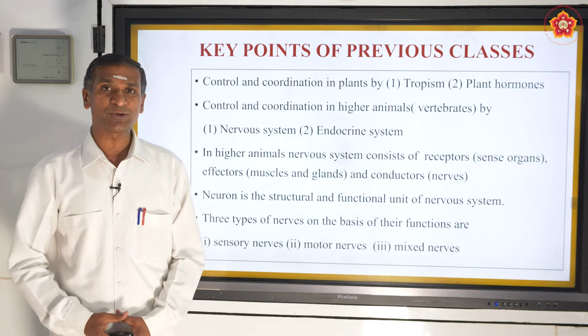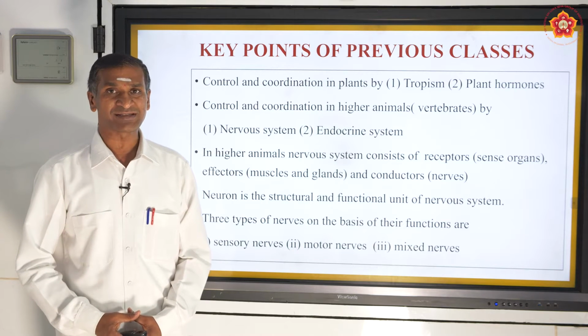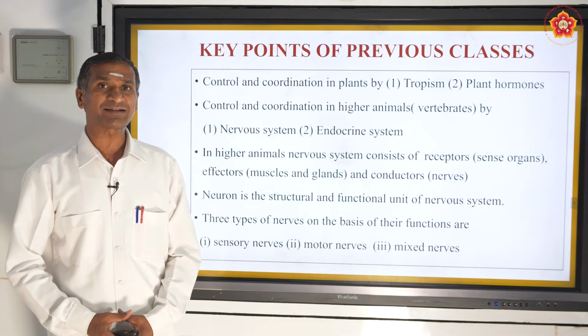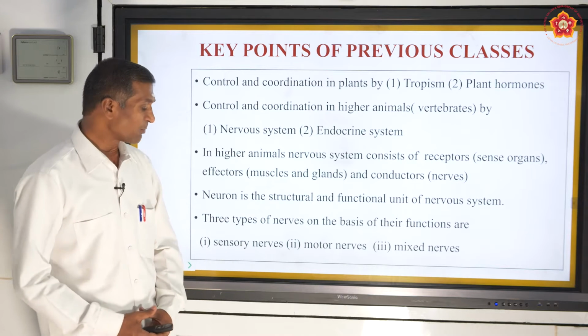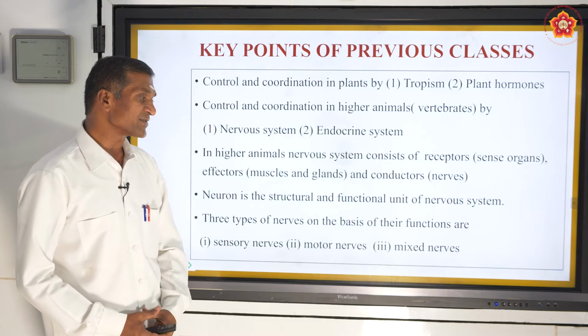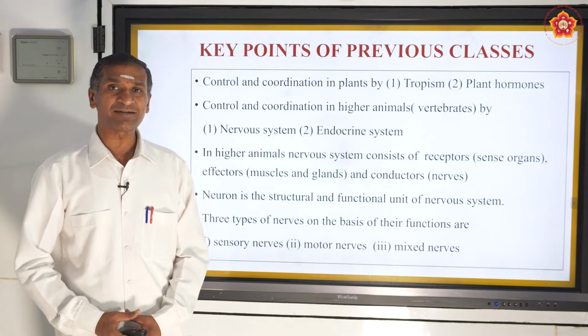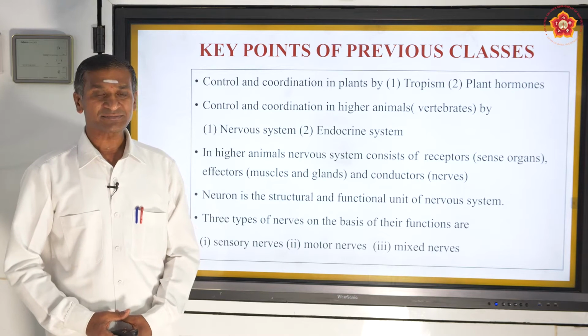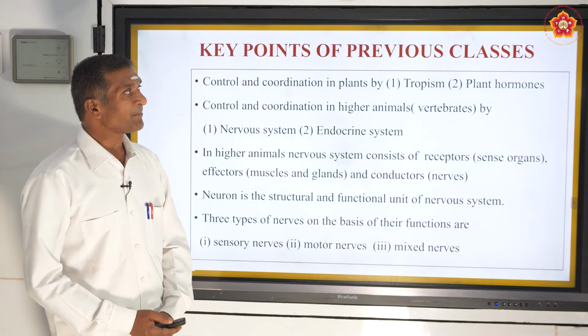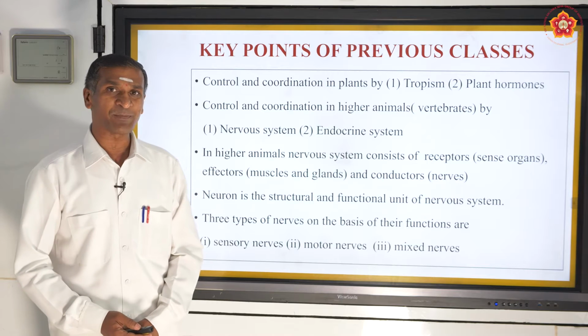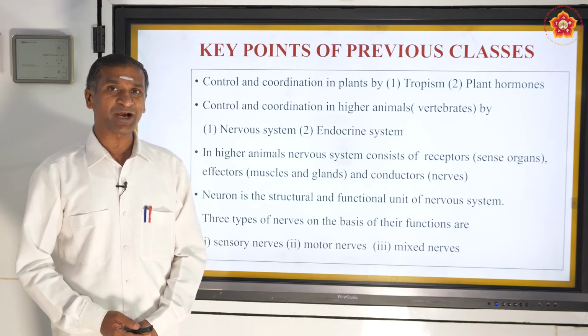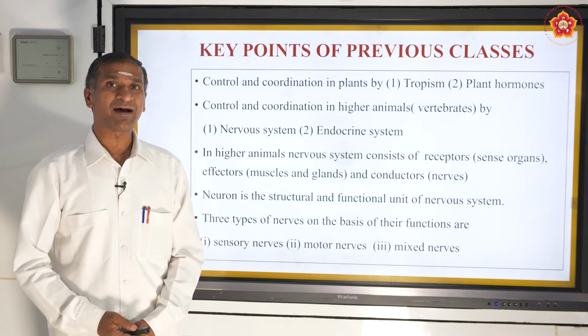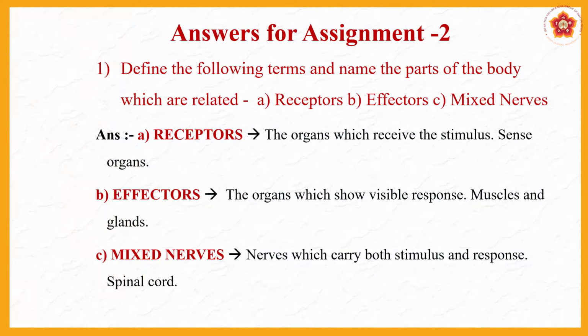Then we came to know, on the basis of the functions, the nerves in the body are classified into 3. Number 1, sensory nerves. Number 2, motor nerves. And number 3, mixed nerves. After recapping the previous class main points, let us check out and clear up our home assignment 2 answers.